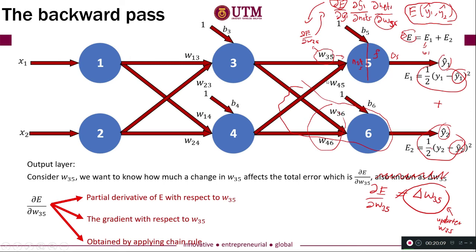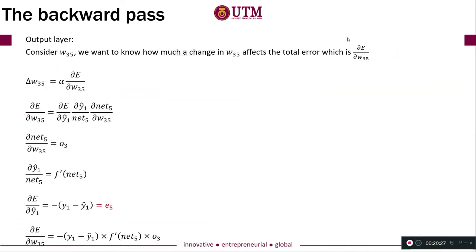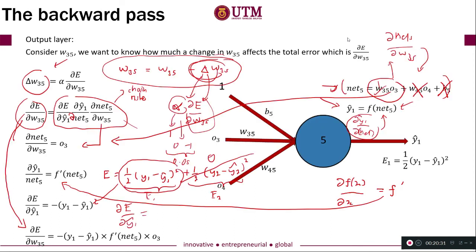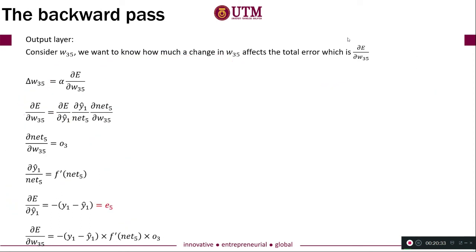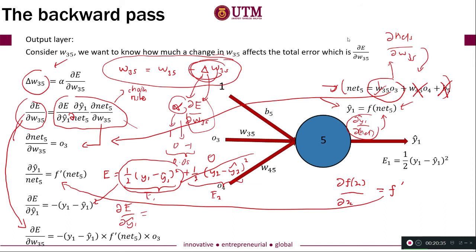It means that you need to find del E over del W45, del E over del W36, del E over del W46, del E over del B6, and del E over del B5. Okay, if you repeat the same process, then again I just put some additional notation there.